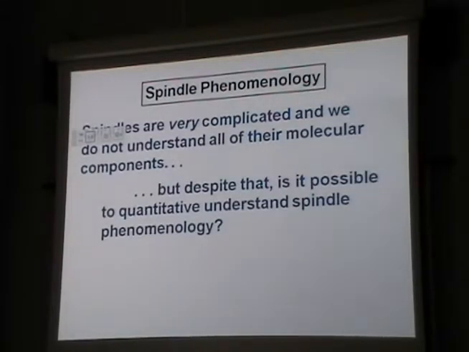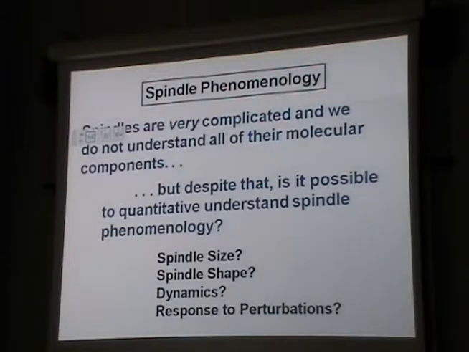But the question is, despite that, can we actually say something solid about what's going on? Can we have some kind of quantitative understanding of the phenomenology? What I mean by that is, for example, you might care about what determines the size of the spindle, or what gives rise to its shape. Or how do the chromosomes get to the middle? Or what determines the dynamics that is responsible for perturbations?